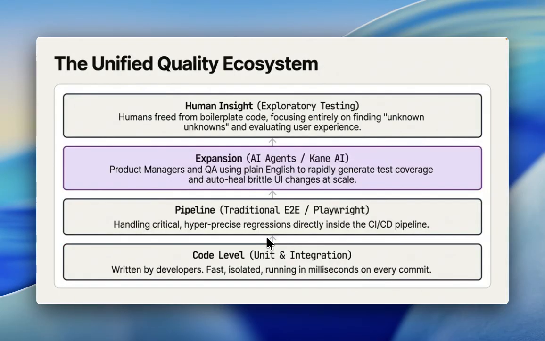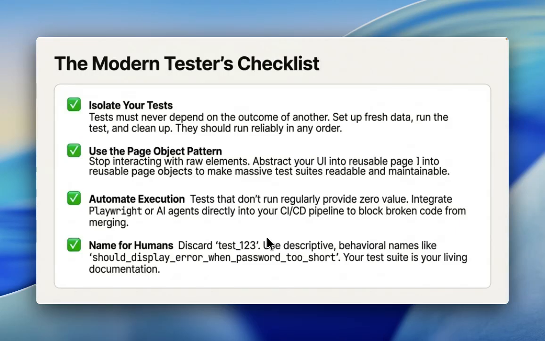The unified quality ecosystem. Human insight: humans are freed from boilerplate code, focusing entirely on finding unknowns and evaluating user experiences. Product managers and QA use plain English to rapidly generate test coverage and auto-heal brittle UI changes at scale. Developers handle critical hyper-precise regression directly inside the CI/CD pipeline: code-level tests written by developers, fast, running in milliseconds on every commit.